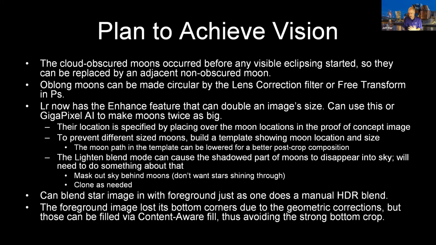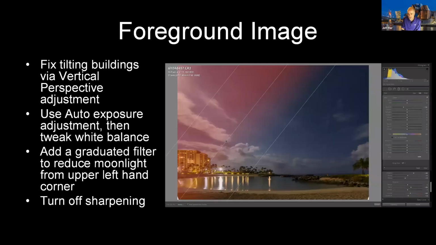So that's my plan. How did it actually work out in practice? So here are the various images that I used to build up the final image. Here is the image of the foreground, which I took before the eclipse started. It's lit with a full moon out here to the left, shining on the ground, providing plenty of light. I used the geometric correction to fix the building, so it's now upright. As a result, these little corners got lost.